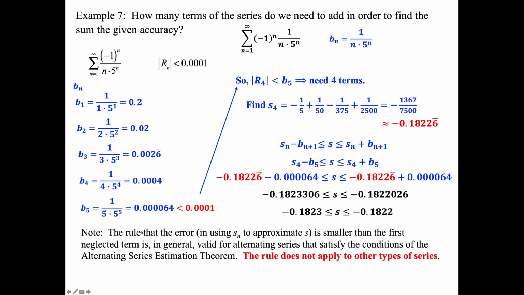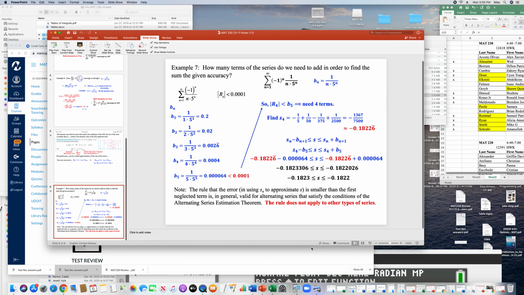All right, remember the rule that the error in using s sub n to approximate s is smaller than the first neglected term. In general, this is valid for alternating series, that this satisfies the conditions of the alternating series estimation theorem only. This rule does not apply to other series.